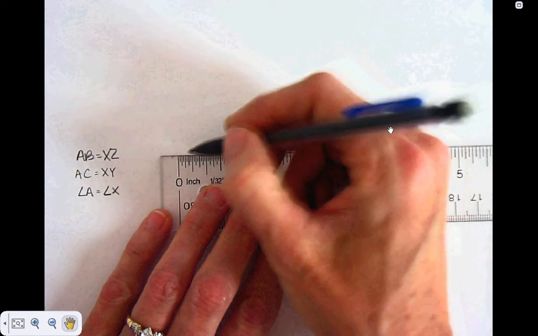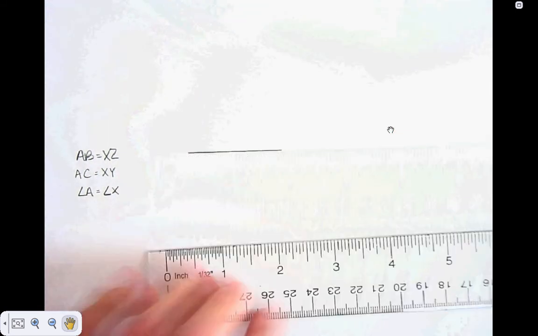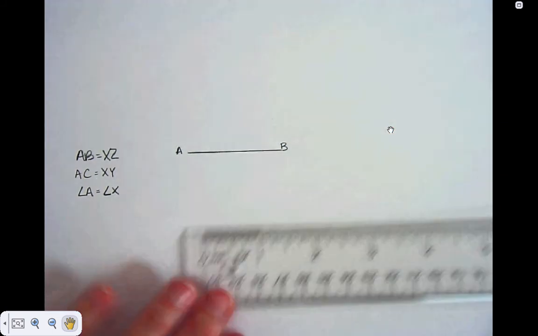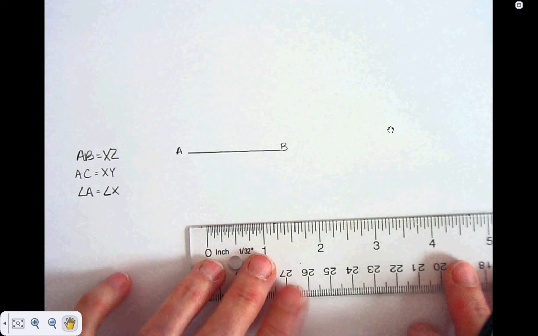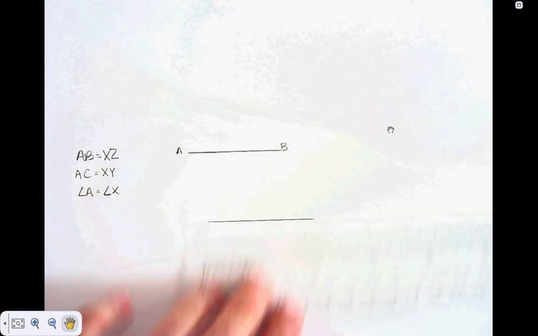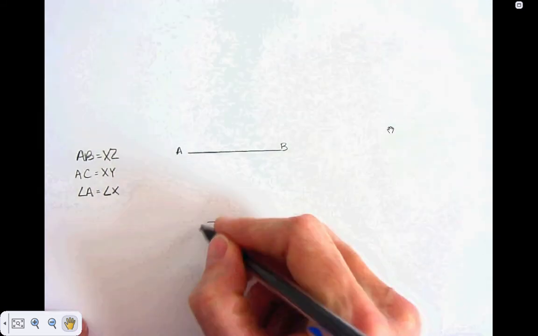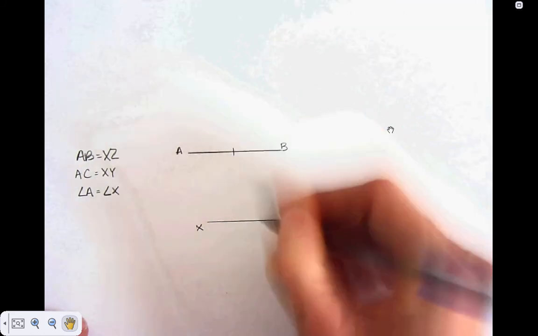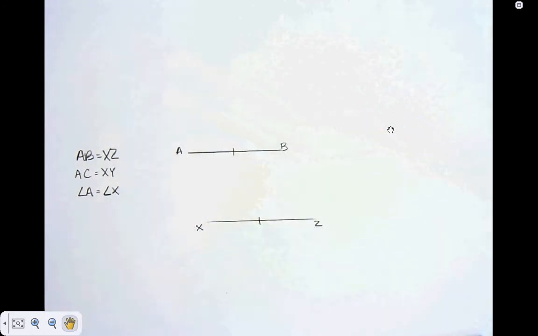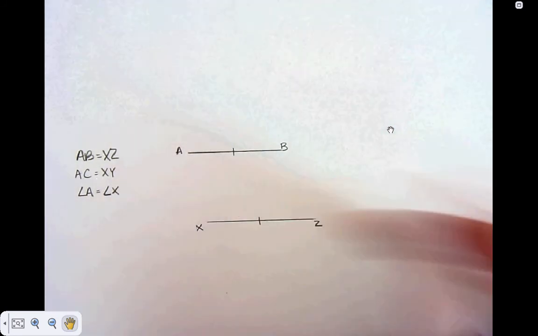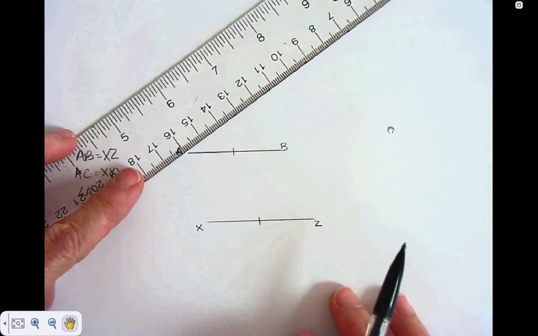So AB, let's just make this simple. I'm just going to draw a line, and I'm going to mark it AB. Well, this line corresponds with another line that, again, doesn't have to be drawn the same length, and I'm not going to measure it. I'm just going to draw it. But it is going to correspond with a line that is marked XZ. And since these two are going to be considered the same, we're going to mark them with our first tick mark.